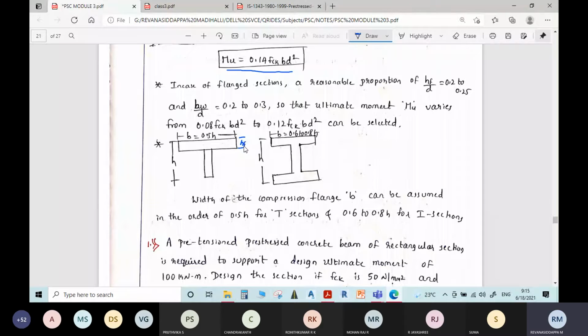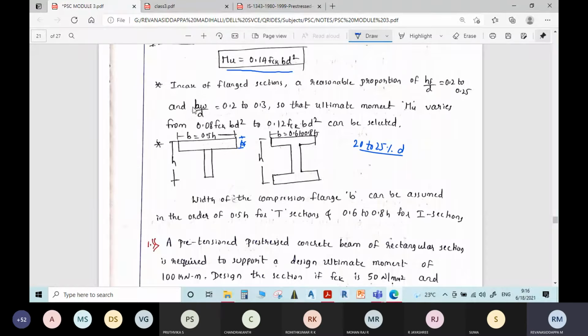The height of the flange means our depth of the flange, this one. The depth or height of the flange is taken as 0.2 to 0.25 times D, meaning 20 to 25% of the effective depth is considered as the depth of the flange. We will assume 0.2 to 0.25 times the effective depth as the height of the flange.